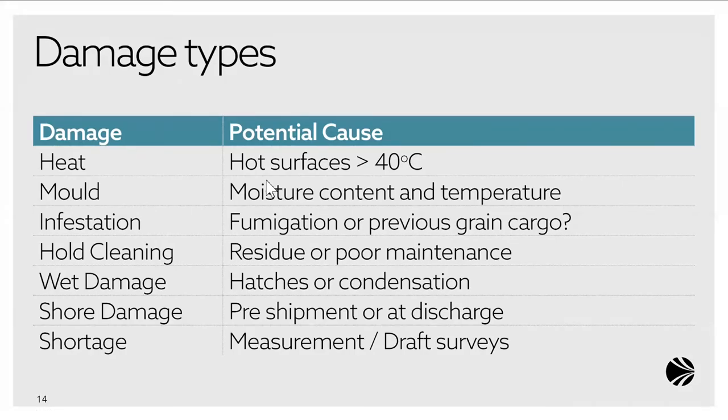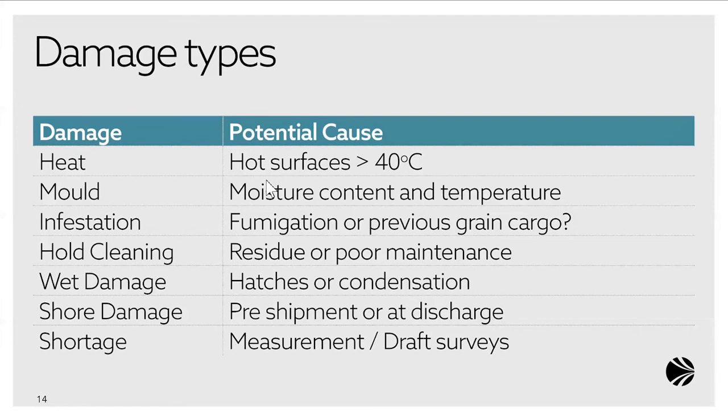The main types of damage that we see, well, it's not exhaustive, but the main ones are listed there. So we've got heat, as in hot surfaces such as fuel tanks, engine room, hold lighting, things like that. We've got the mold and self-heating, and those two, with the first and that second one, can go a little bit hand in hand. Recently, we've had a couple of infestation ones, but still not as common, thankfully. Hold cleaning, wet damage, shore damage and shortage.